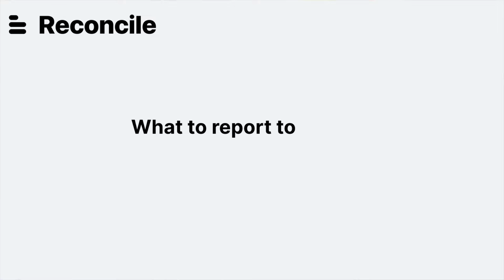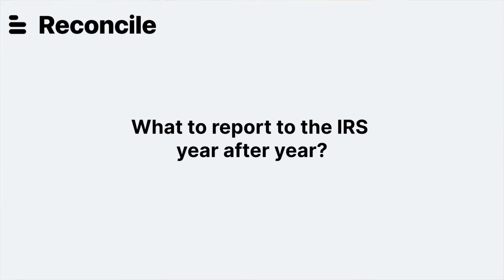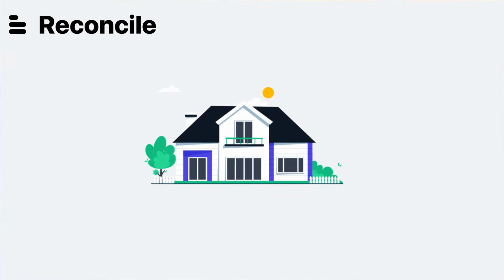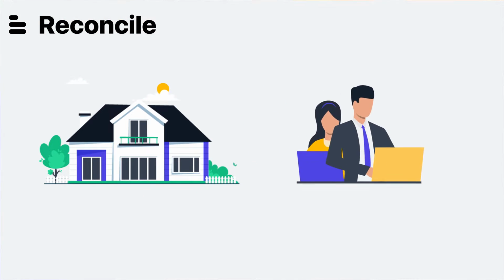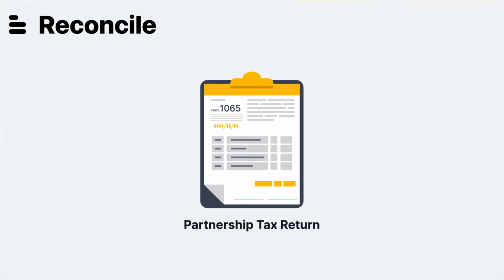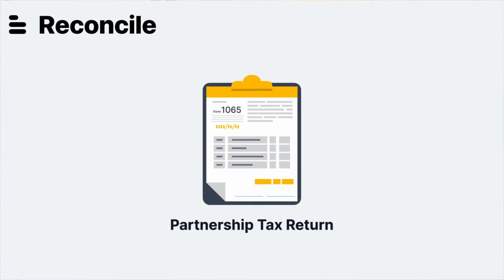So now let's talk about what to report to the IRS year after year. If you own the property personally, even if you have an LLC, you'll report the income within your 1040 on Schedule E. If you own the property with another partner in an LLC, that means that you'll file a Form 1065 partnership tax return. Included in that will be K-1s for each of the partners that will show your share of the profits. You'll use that K-1 to claim your income on your 1040.